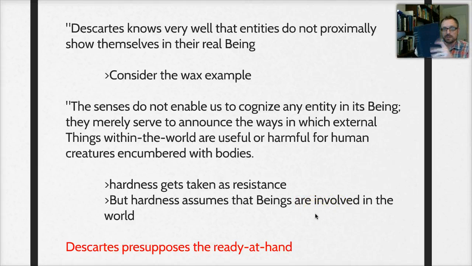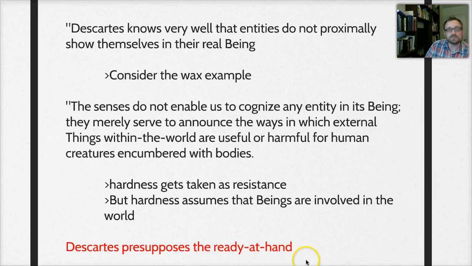So how do I know that this book has, here it is, Being and Time, right? How do I know that this book has extension in space? Well, because it has a hardness to it, right? And that's how I know that it has this extension. But the hardness of the book presumes that there's a world that I'm involved with the book. And this is the part that Descartes has completely bracketed out.